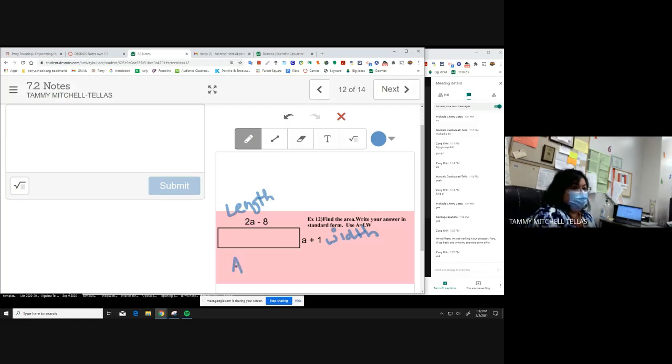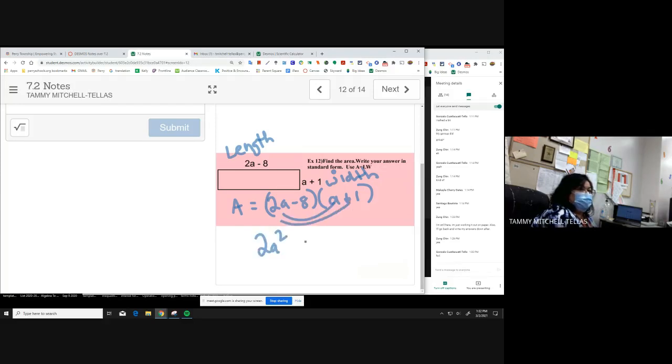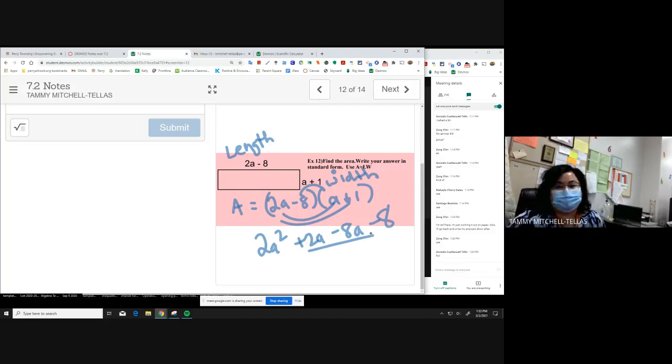So my area is going to be 2a minus 8 multiplied by a plus 1. How do you do that? What do you use? Don't you use FOIL? Yeah. You totally use FOIL. Okay, so you're gonna do 2a squared, I will work it out, plus 2a minus 8a minus 8, and then you'll combine the middle. Okay, so we're just multiplying, that's all we're doing. Good job, Gonzalo.